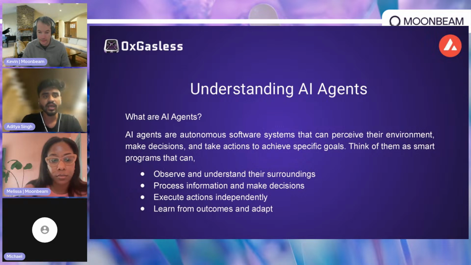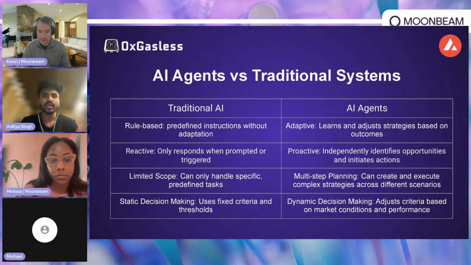This is something we are creating with the AI agent. We have created our AgentKit, and everyone can build any AI agents with that 0xGasless AI agent toolkit. So, AI agents versus traditional systems. Traditional AI is rule-based or reactive, only responding when prompted or triggered. That means when you ask it to do some action, then the AI agent does certain actions, right? It has a limited scope and static decision making. They don't have the dynamic capability to do certain transactions, which we have implemented.